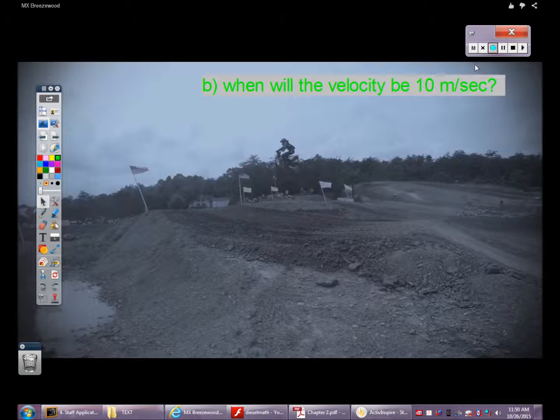Question B. Now I want to know when my velocity is going to be 10 meters per second. I already have an equation for the velocity, negative 32t plus 38. Now I want to know when that is going to equal 10. Well, just set the first derivative equal to 10 and solve for t. So in doing that, I'll get a time of 0.875 seconds. So already within 1 second of the jump, I'm going at a rate of 10 meters per second.